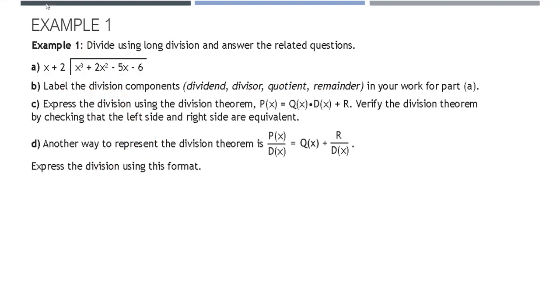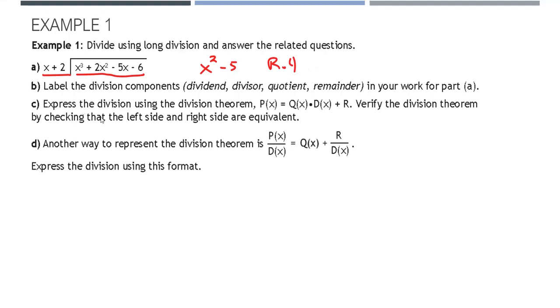The second part says to label the division components: dividend, divisor, quotient, remainder. So our dividend is x cubed plus 2x squared minus 5x minus 6. Our divisor is x plus 2. Our quotient was x squared minus 5, and our remainder was 4.